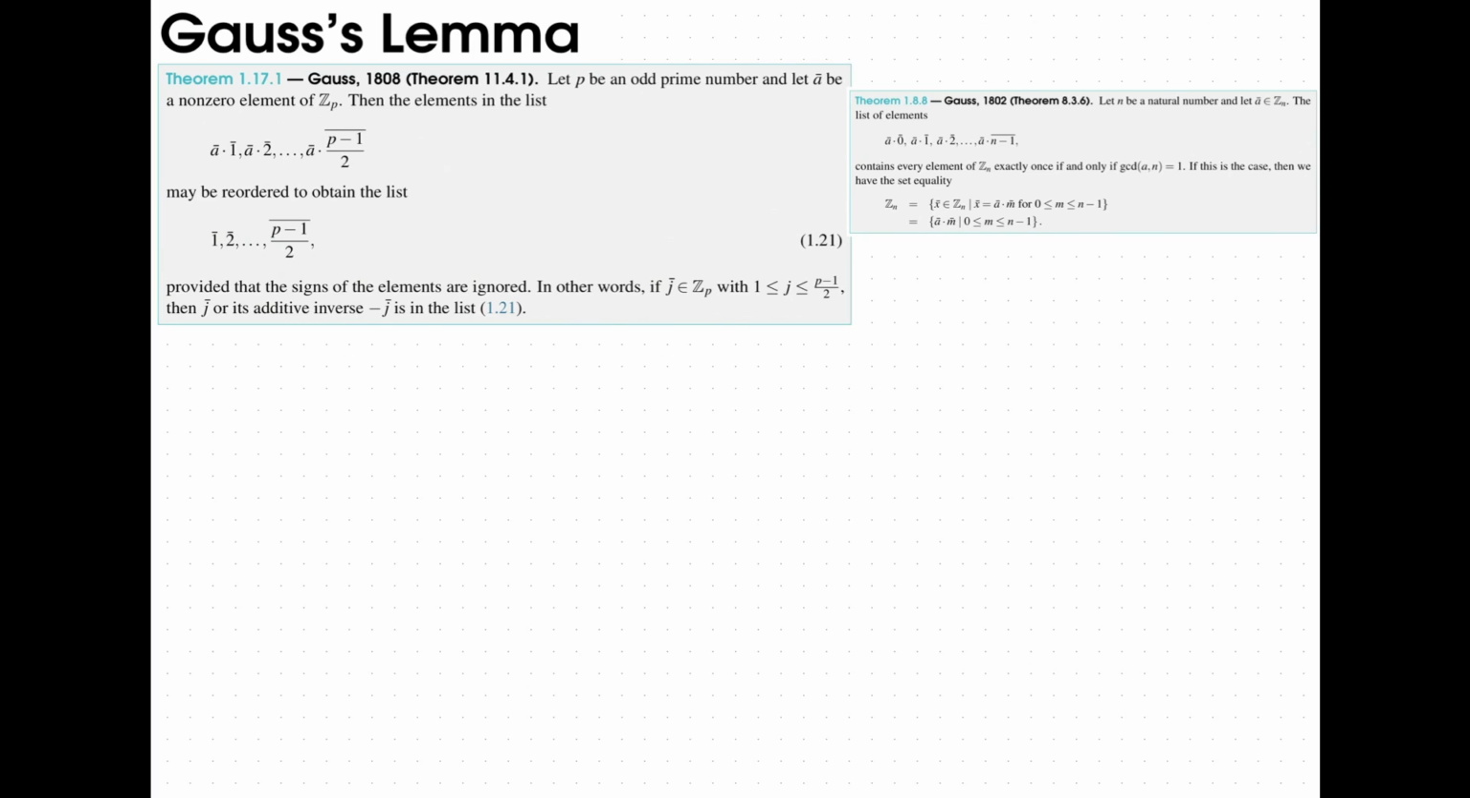Our book doesn't do this, but there are authors who talk about Gauss's lemma in the following way. Given a b bar in the integers modulo p, let the absolute value of b bar be equal to j bar, where j is between 1 and (p minus 1)/2, and b bar is either equal to j bar or its additive inverse.